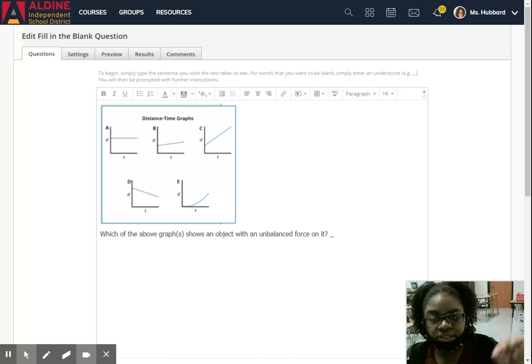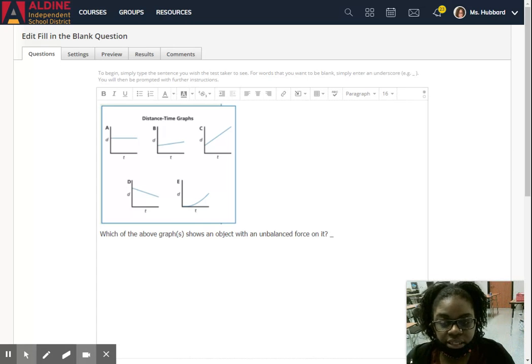So that means if my distance is increasing, that means my speed is also increasing. My speed is changing. Therefore, for letter E, that means whatever the forces that are acting on it, or it could be just one force acting on it, it's unbalanced. Okay, so that means we're causing that object to change its speed.